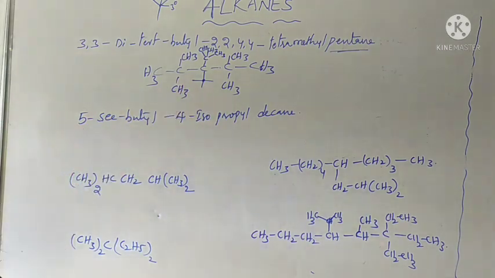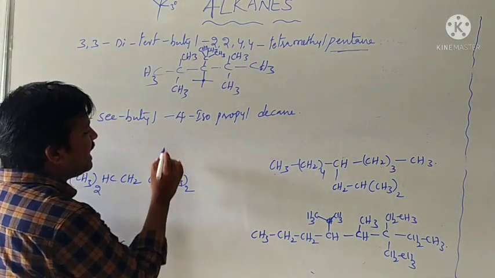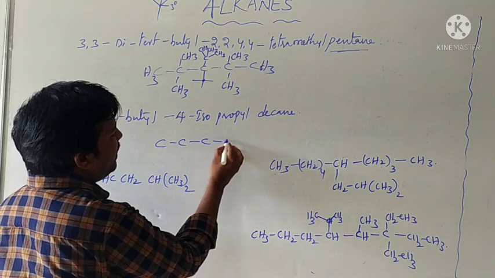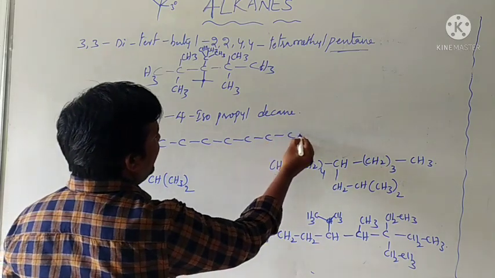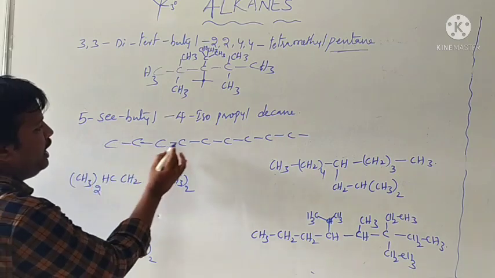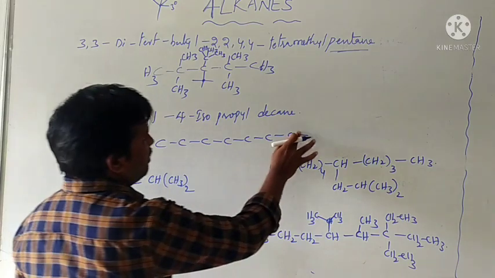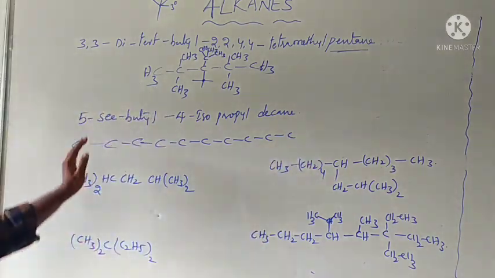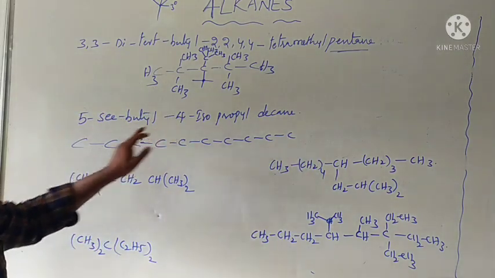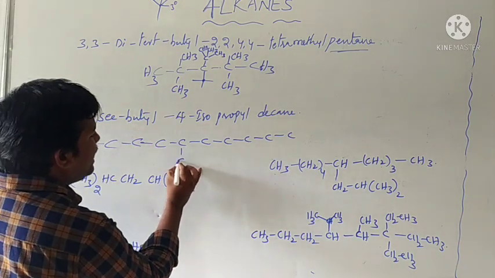And the second one is 5-secondary butyl 4-isopropyl decane. Decane itself indicates the parent carbon chain, which has a total of how many carbons? 10 carbons: 1, 2, 3, 4, 5, 6, 7, 8, 9 and 10. Okay, 10 carbons here. And the substituent present is 5-secondary butyl, the 5th position attached with secondary butyl.